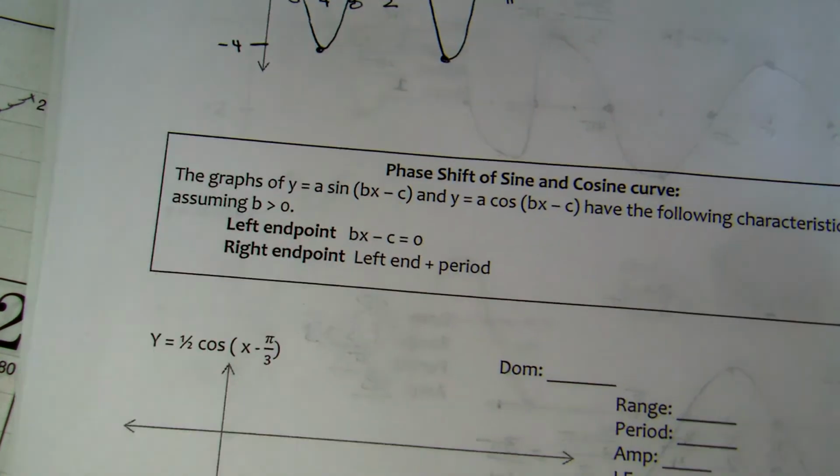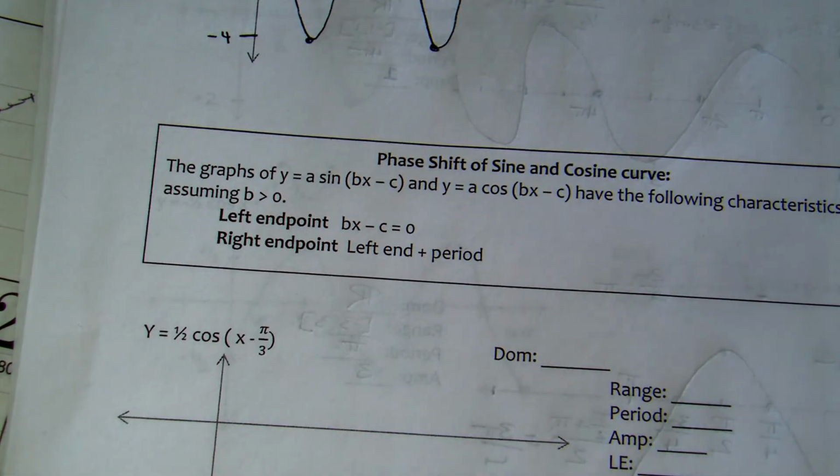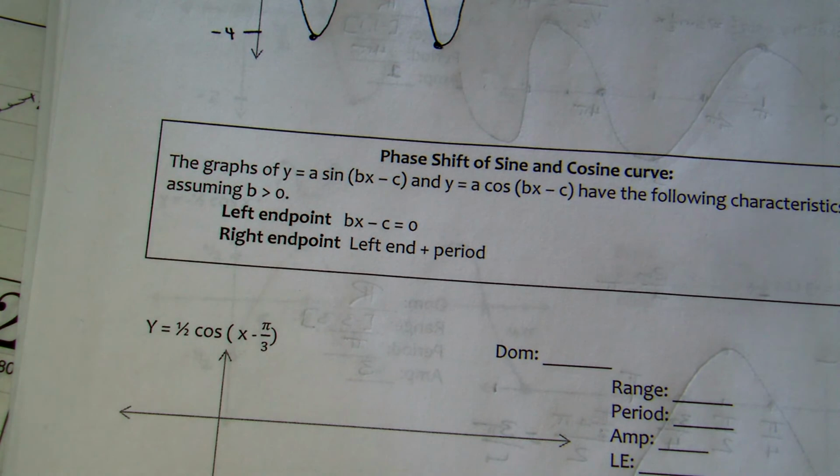Okay, so now we're going to talk about phase shifts. Basically, what it does is it moves the endpoint, or it moves the graph left and right. The graphs of y equals a sine bx minus c and y equals a cosine bx minus c have the following characteristics, assuming b is greater than 0. The left endpoint: bx minus c equals 0. The right endpoint is the left endpoint plus the period.